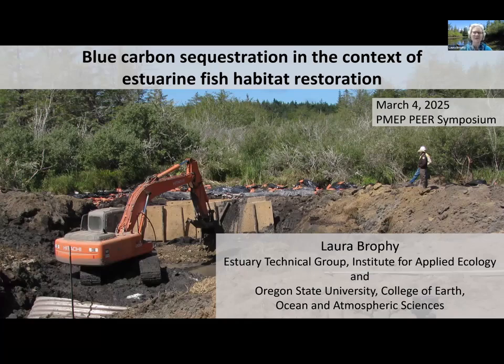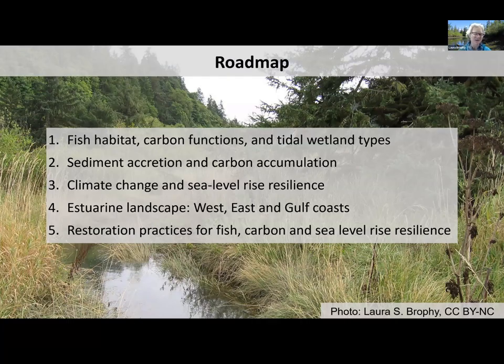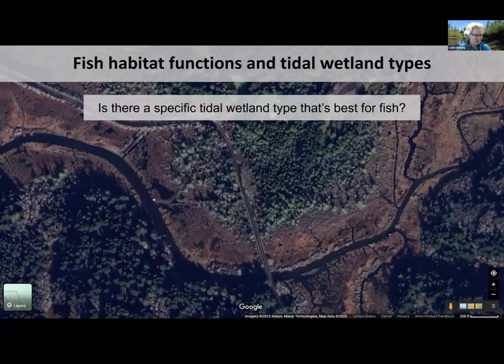Let's advance. I want to talk about several topics, of course fish habitat, carbon functions, and tidal wetland types, sediment accretion and carbon accumulation, climate change and sea level rise resilience, and then the estuarine landscape, a little bit about the West Coast versus the other parts of our country. Finally, restoration practices that can enhance fish habitat, carbon functions, and sea level rise resilience.